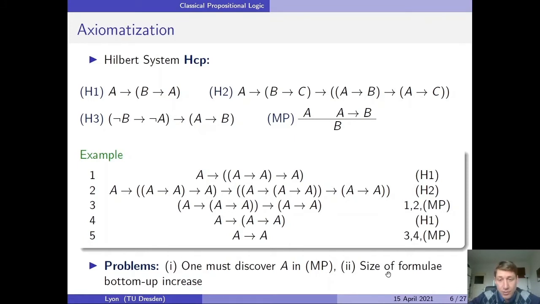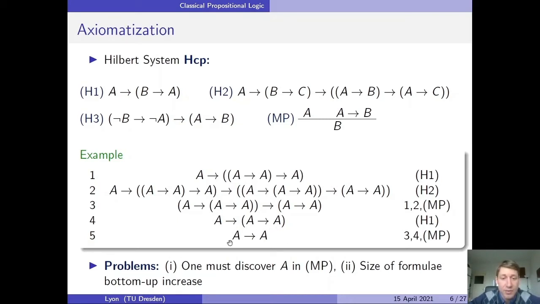The second issue with provability in Hilbert systems, or doing proof search, is that the size of the formulae can increase as you go from the conclusion to the premises. You can see this in modus ponens. The conclusion is B, and the right premise is of the form A implies B, which is a more complex formula. We can even see this in the example.